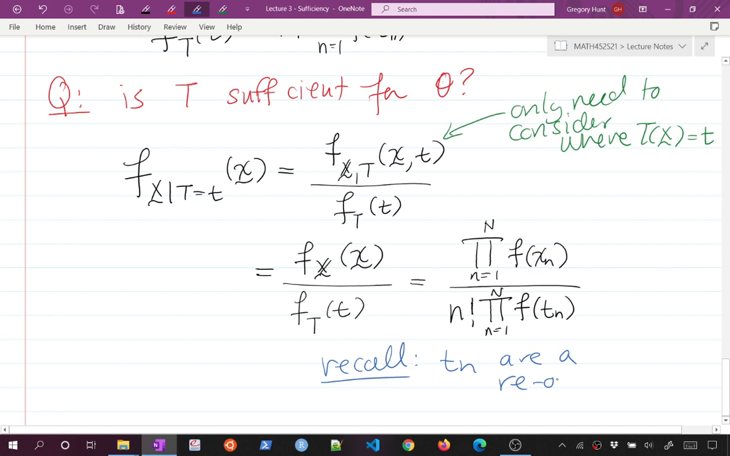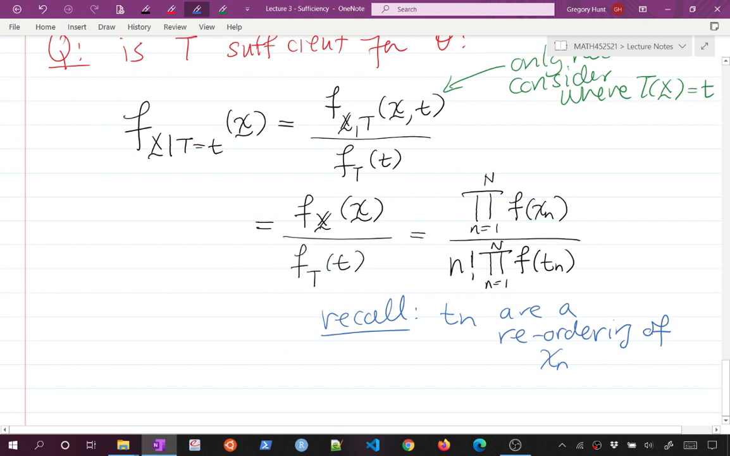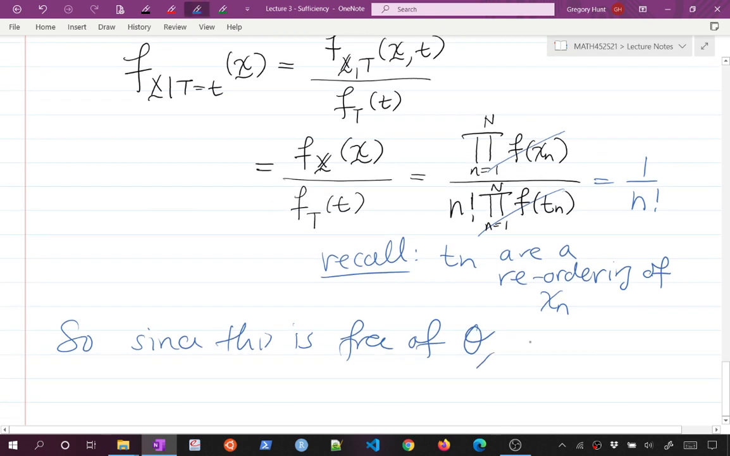Now it doesn't look like it cancels, but what you have to recall is that the T_i's are just a reordering of the X_i's. And so there's some way you can permute these around. It doesn't matter because it's just multiplication, so you can cancel these out. Maybe that 1 on top cancels with 3 on the bottom, 2 on the bottom cancels with 5 on the top, but they'll cancel out. And basically all you're going to be left with is 1 over n factorial. And so since this is free of theta, T is sufficient.